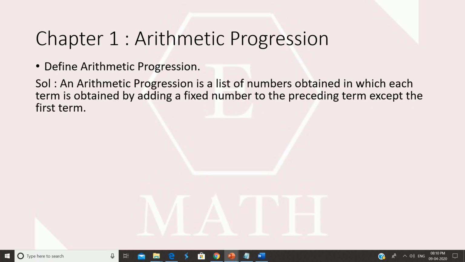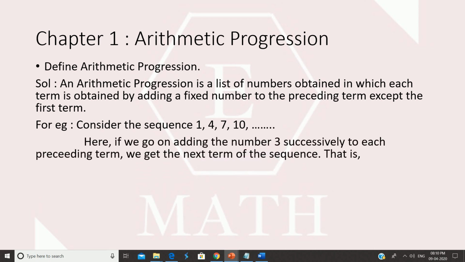According to the definition, an arithmetic progression is a list of numbers in which each term is obtained by adding a fixed number to the preceding term except the first term. For example, consider the sequence 1, 4, 7, 10, and so on. In this sequence, we observe that if we go on adding the number 3 successively to each preceding term, we get the next term of the sequence.